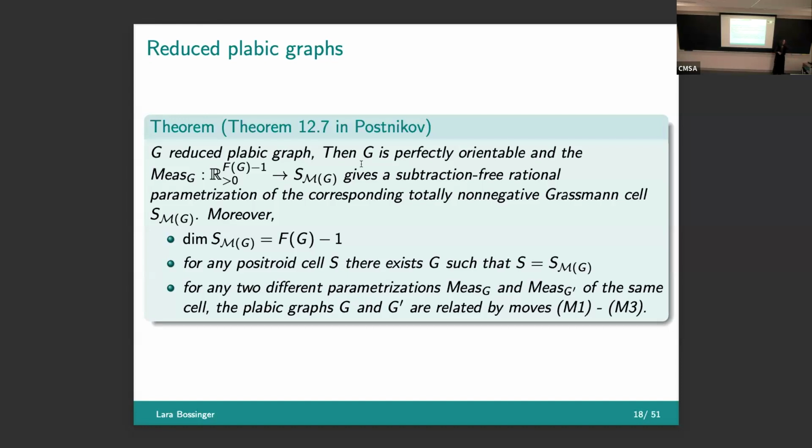And the last point, if we have two different plabic graphs, G and G prime, that parameterize the same cell, then they are related by moves. Okay, so this is like a complete answer of how to combinatorially characterize the positroid cells of the Grassmannian. Any questions on the result or comment?